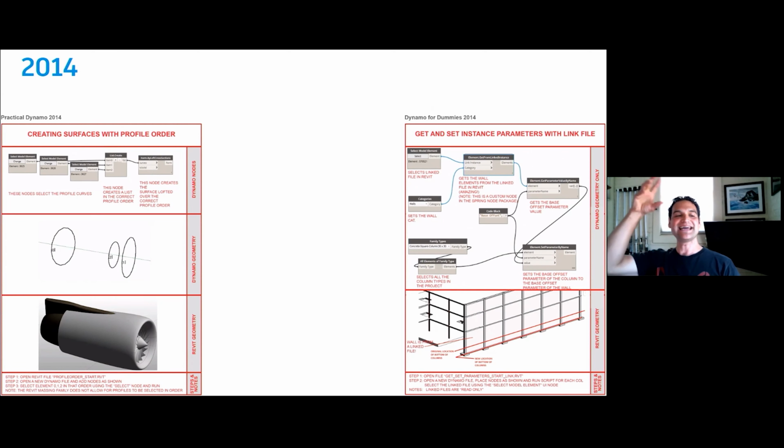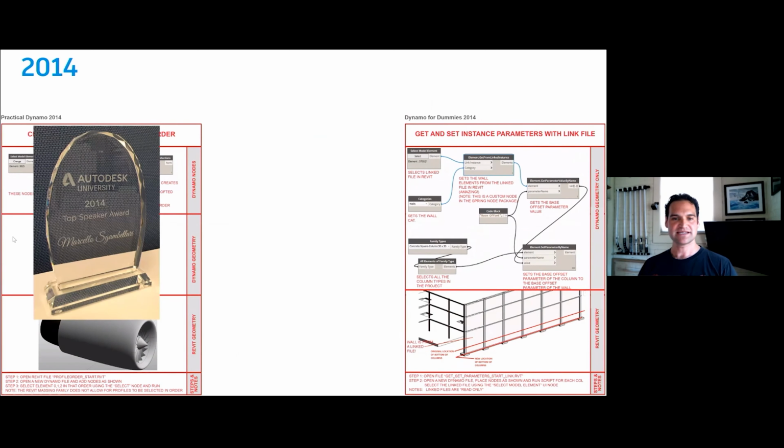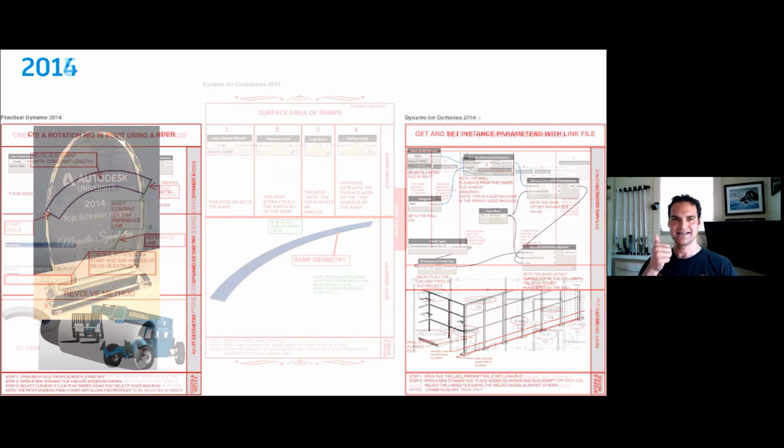You can basically take any parameter in Revit and set it to any other parameter in Revit, even if they're not in the same family, even if they're across the project. So it becomes extremely, extremely powerful. Oh, and this class actually got the first place speaker award 2014.